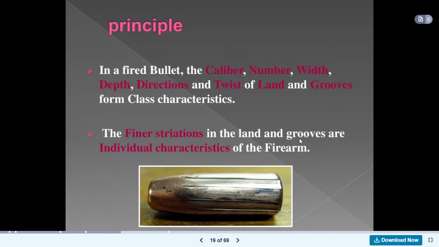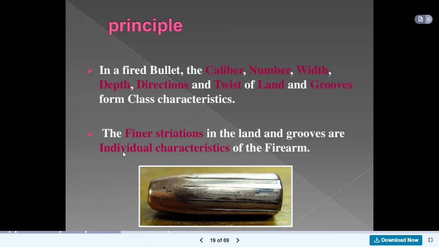So okay. So principle, in a fired bullet, the caliber, number, width, depth, direction, and twist of line and grooves forms class characteristics. So unsa yung gina-form? Class characteristics. Unsa man yung mga caliber, number, width, depth, direction, and twist of line and grooves. So the final illustration in the line and grooves are individual characteristics. So unsa man siya na characteristics? Final illustration. So kanina mga illustration, laylay ni siya sa every firearm. So sa every firearm laylay siya.